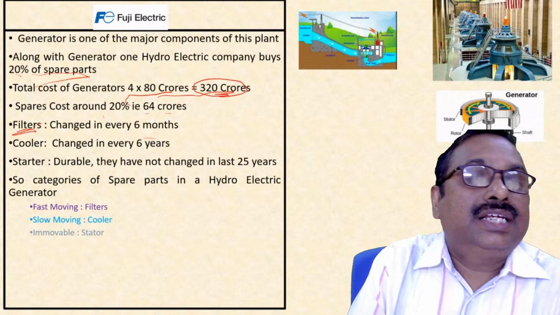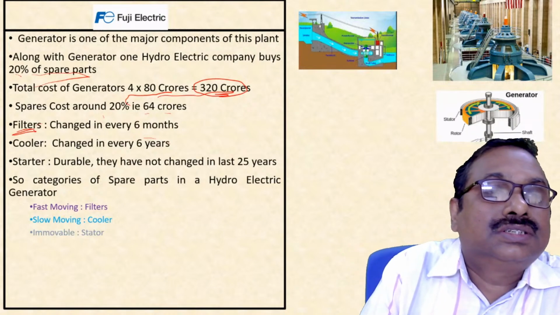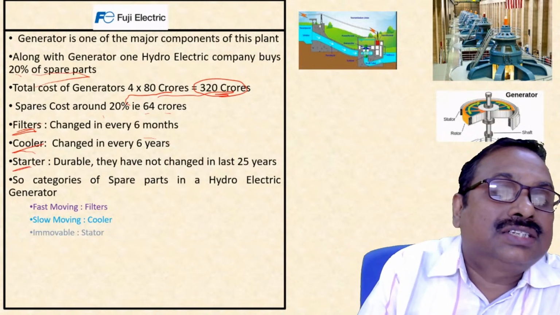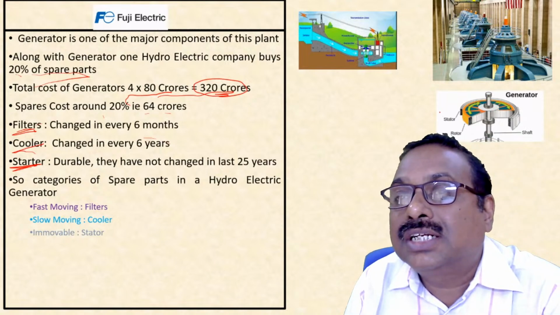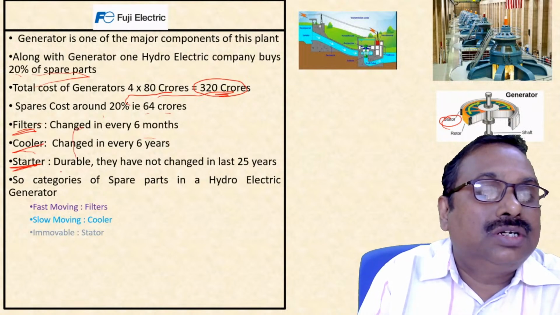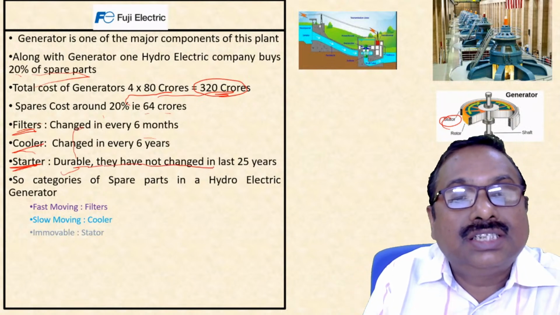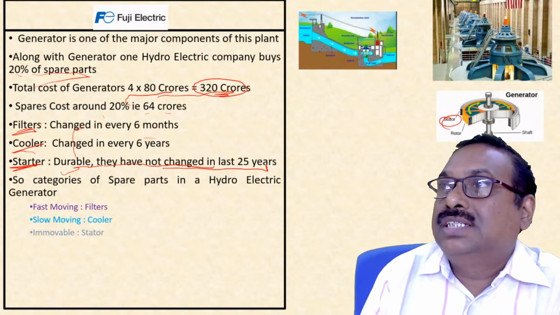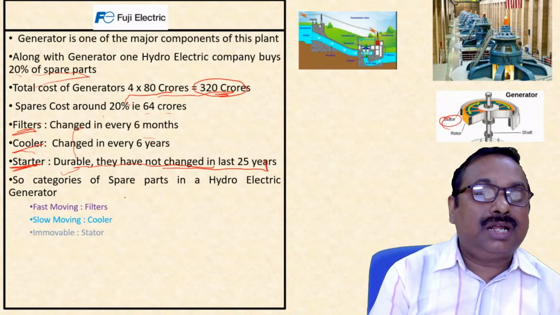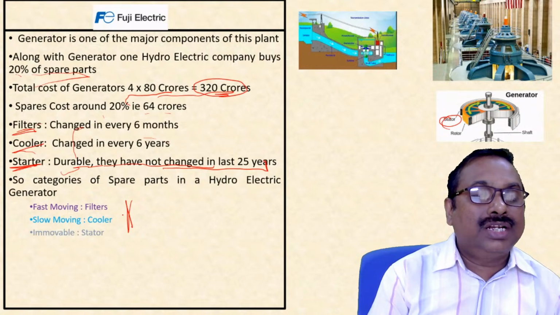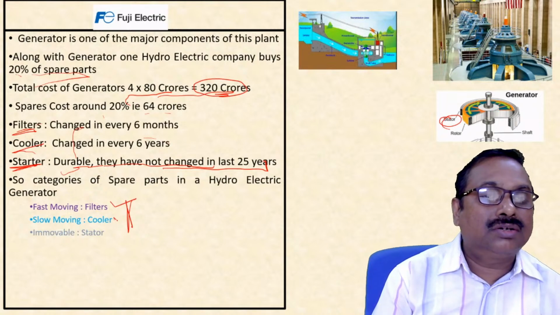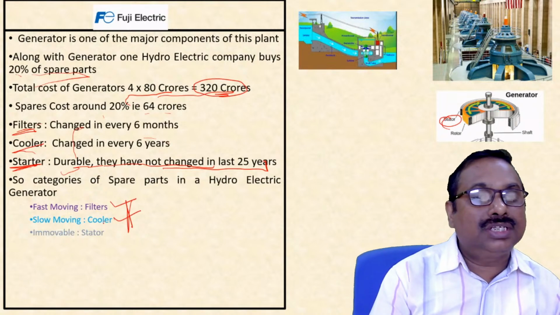The filter they change every 6 months, and the cooler they change every 6 years. And the starter is one of the components here. The starter is a durable product, and they have not changed it in the last 25 years, that means since inception. So they have categorized these spare parts into three. One is fast moving, that is the filters. Second is slow moving, that is the cooler. Third is non-moving, this is the starter.